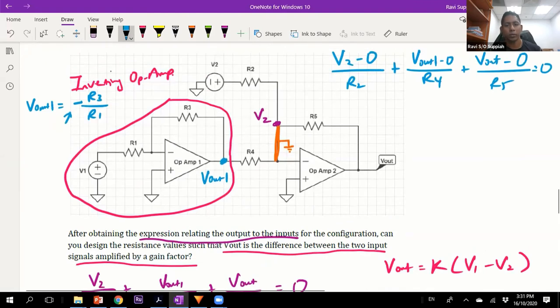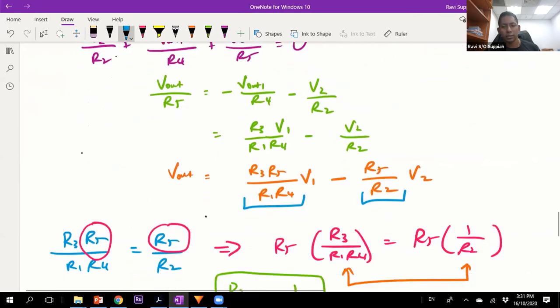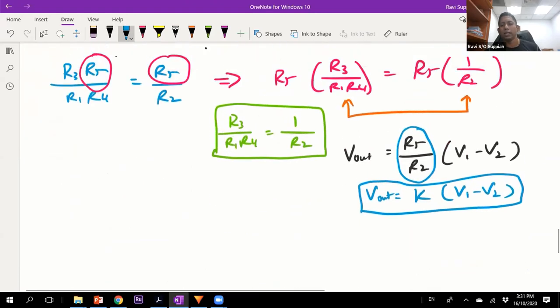V1 and V2. So basically what we have designed here is an op-amp circuit that can give us the difference between the two signals multiplied by a gain that can be controlled through resistors. By just controlling the resistors, I can decide how much gain I want, and I can know the difference between two signals. So that is what this circuit is able to do for us.